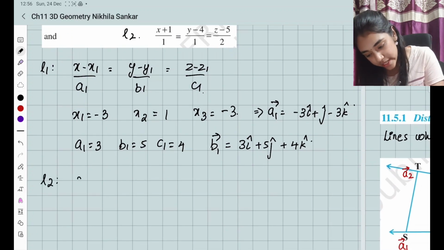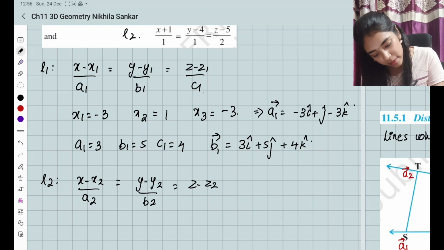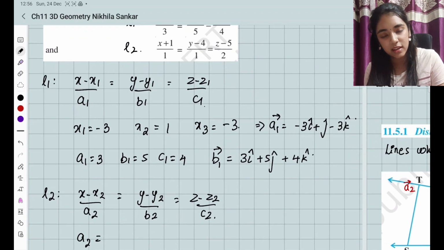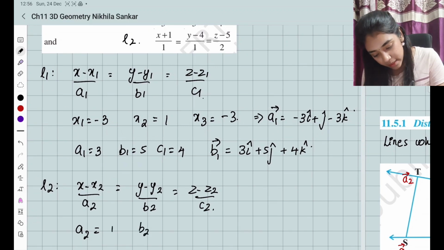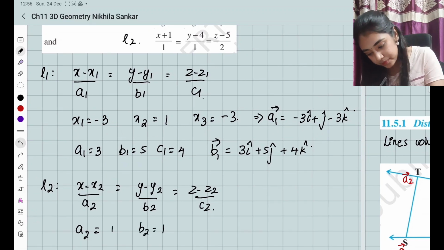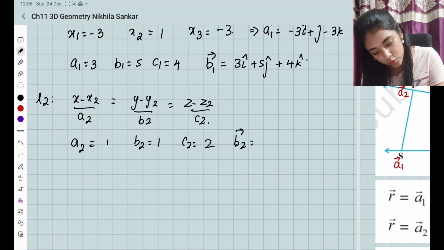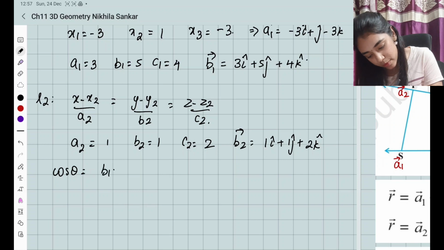What is for line 2? It is again of the form x minus x2 divided by a2 equals y minus y2 divided by b2 equals z minus z2 divided by c2. Correct? So, what are my a2 values? x1, y1, z1 நமக்கு தேவையில்லை to find the angle. Okay, first question க்கு உங்களோட reference க்கு எடுத்தேன். What is my a2 going to be? 1. Then b2 is again going to be 1 and c2 is going to be 2. So, I find that my b2 is going to be 1 i cap plus 1 j cap plus 2 k cap. And now my cos theta is going to be போன question மாறியே.